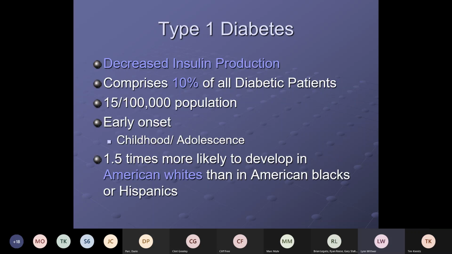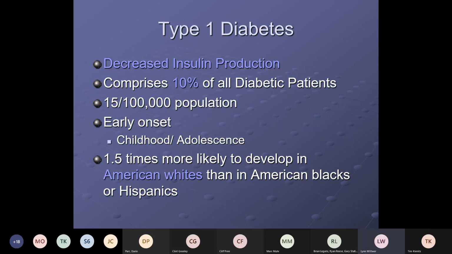Type 1 diabetes, where you have a total decrease, maybe to the point of cessation of insulin production. That's 10% of all diabetic patients, or 15 per 100,000, and I calculated that out the other day, which means it's about 67,000 type 1 diabetics in the United States. Early onset, usually in childhood. The youngest I've seen was 1 year of age. Generally speaking, it's 5 or 6.